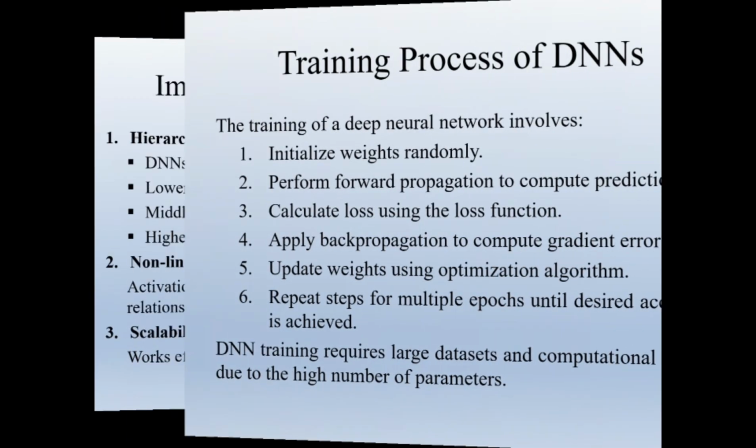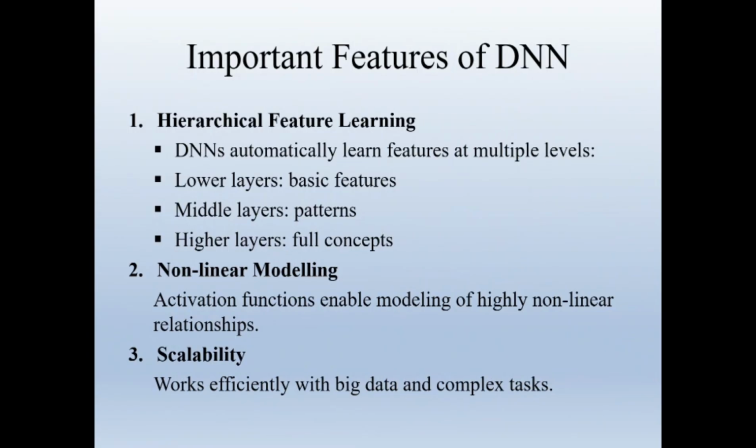Next, see the important features of DNN. So, what will be the important feature? You have already seen there are layers of functionalities. That is, there are layers of structure: input layer, hidden layer, output layer, right? So that's the hierarchical feature in DNN. The hidden layer itself comprises multiple layers, where the lower level layer performs the basic features, the middle layer performs patterns, and the higher level layer performs the full concept of it, right? It also performs with non-linear relationships too. So the activation function is capable of it, and scalability.